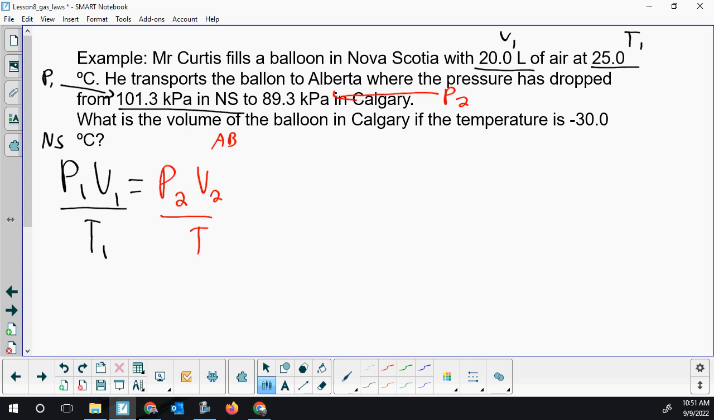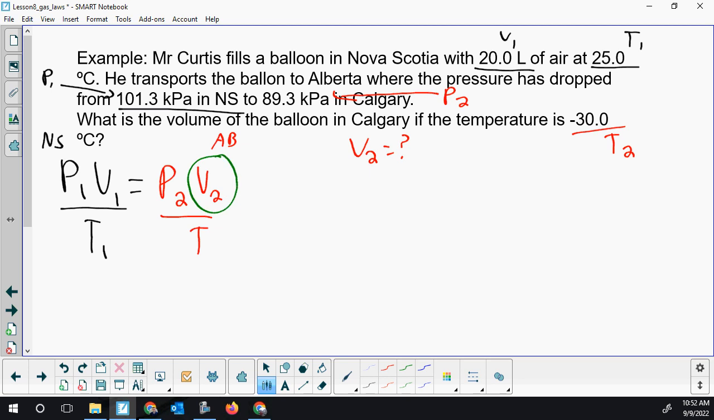What is the volume of the balloon in Calgary? So volume in Calgary, that's V2. And that's what we're asked about. We don't know that. The temperature is now minus 30, so that's our T2. It's super easy to cross data and put it in the wrong side of the relationship. So I need to solve for V2.